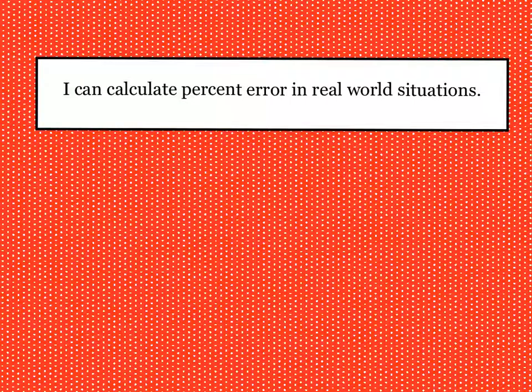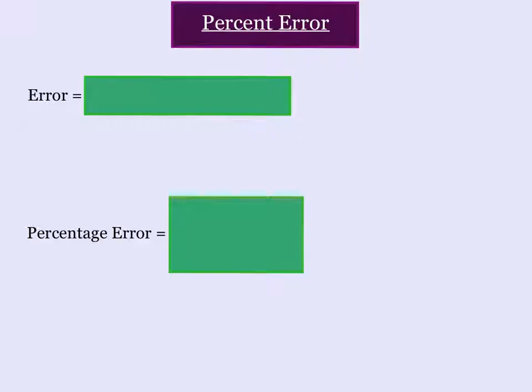Today's I can statement is I can calculate percent error in real-world situations. Percent error you'll learn a lot more about in science the further you go. And you can also apply it to situations like weather predictions or predictions of any kind that involve numbers. In order to find percent error, we first have to figure out how we find error, and then we apply that to finding percent error.